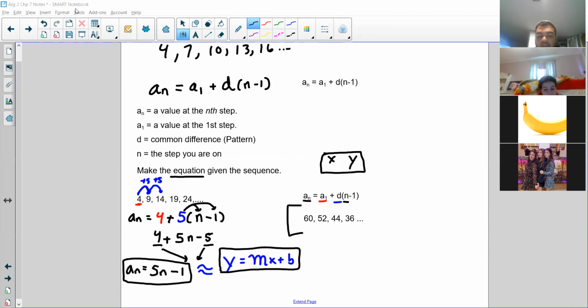Remember, this is going to be a negative difference. So your D should be a negative. And make sure you distribute it with the negative. I know a lot of times people forget to distribute the negative with it. Let's give it a shot. 60, 52, 44, 36.